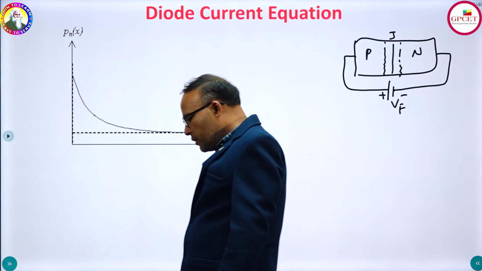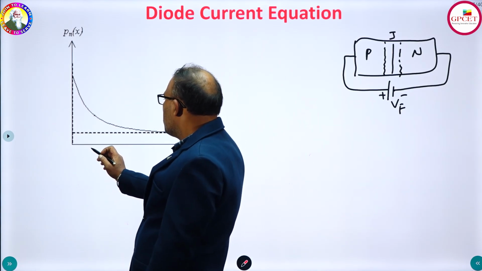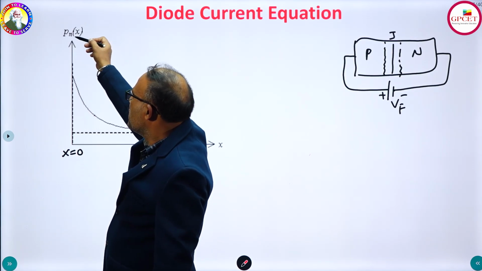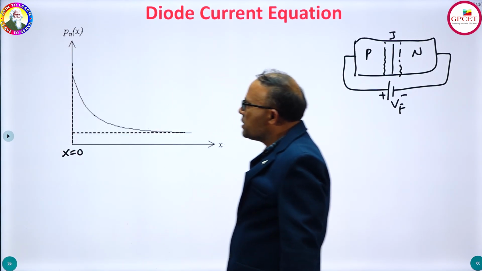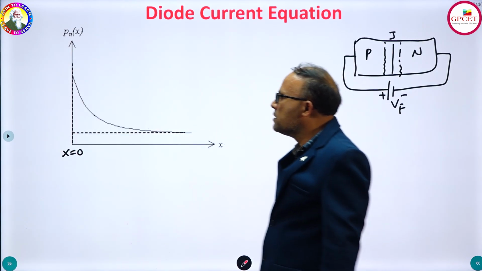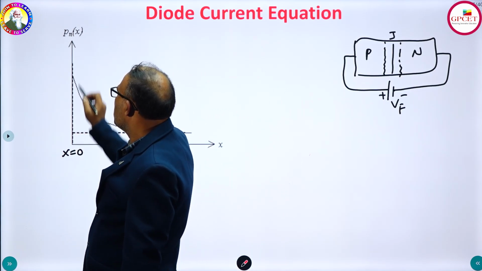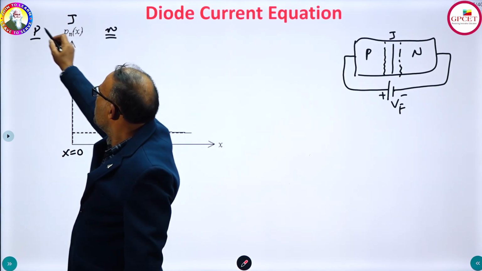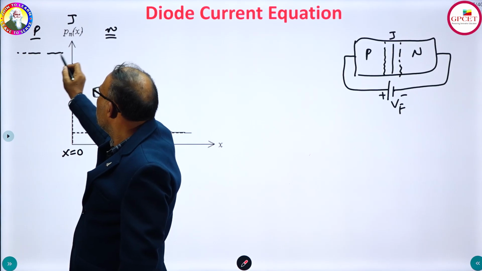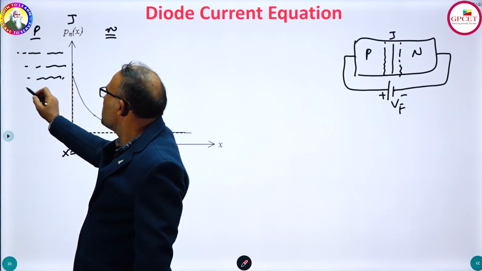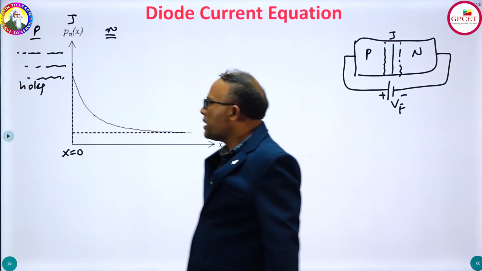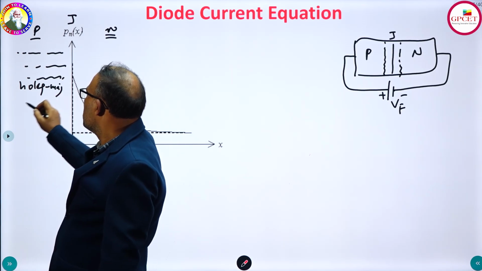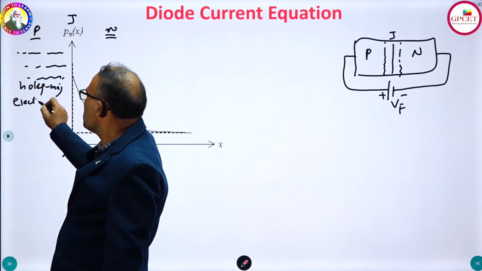First, consider the diagram here where x is equal to 0. I am considering this as Pn of x, the hole concentration in the n-type semiconductor at a distance x. At x equal to 0 we have the junction J, where this is p type and this is n type, and the majority charge carriers move from p type to n type. All these majority charge carriers are holes here. There are also some minority charge carriers in p type, which are nothing but electrons. So holes are majority and electrons are minority charge carriers.